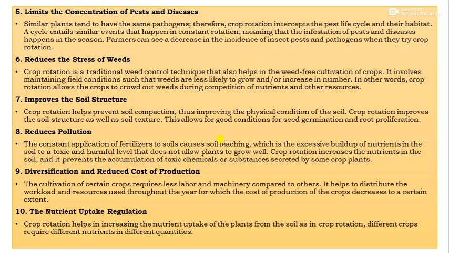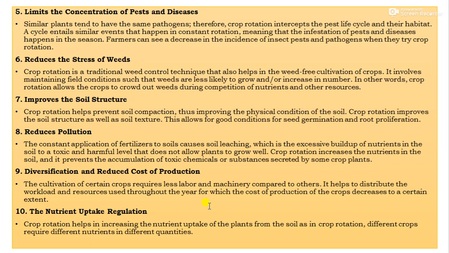The next advantage is diversification and reduced cost of production. The cultivation of certain crops requires less labor and machinery compared to others. It helps to distribute the workload and the resources used throughout the year, for which the cost of production of the crops decreases to a certain extent.